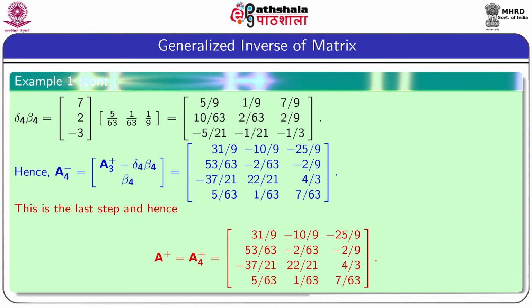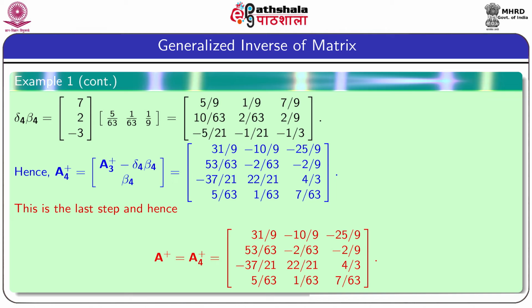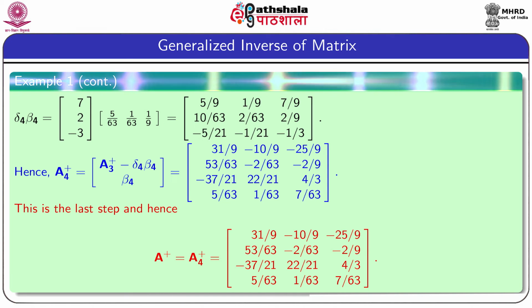And this is the last step, and hence A plus, that means the Moore-Penrose inverse of the given matrix A, is equal to A4 plus, which is given by this matrix, and note that it is a matrix of order 4 by 3.